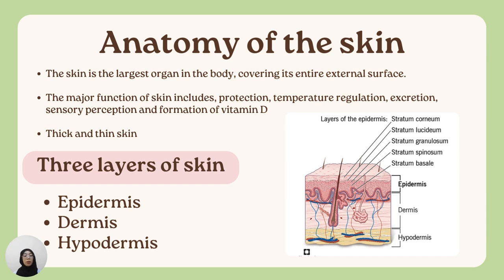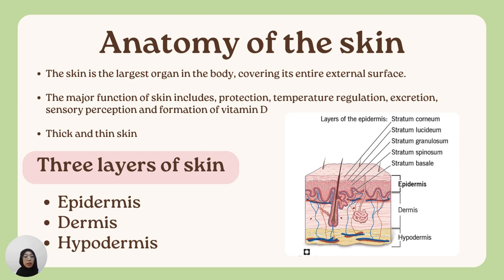Next, I'm gonna talk about the anatomy of the skin. The skin is our body's largest organ and it covers our external surface. And the major functions of skin include protection, for example, against mechanical or chemical injury or also UV radiation, temperature regulation, excretion, sensory perception, and also formation of vitamin D.